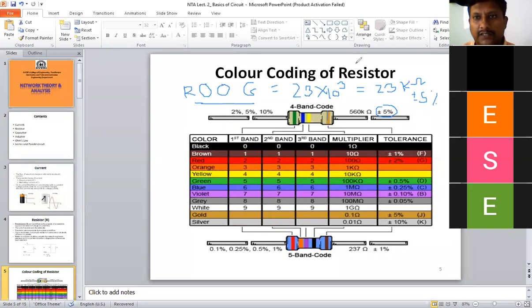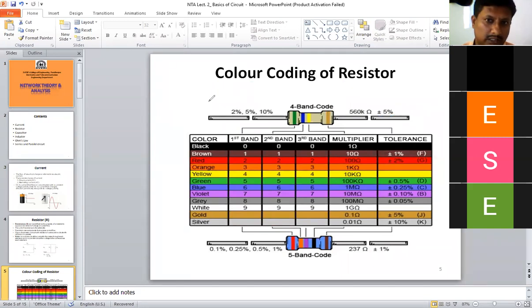Okay, now next one. I will give the value, you tell the color. 470 ohm. This is the value of the resistance. You tell me the 4 colors. This is a 4 color band resistor. I will use a tolerance of 10%.